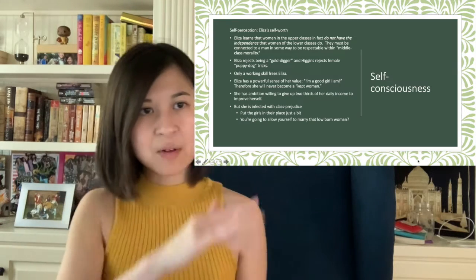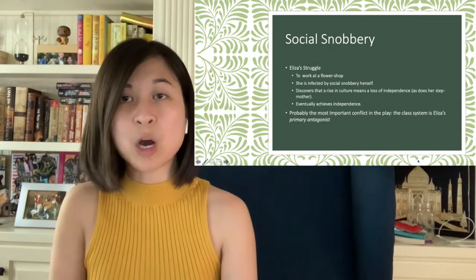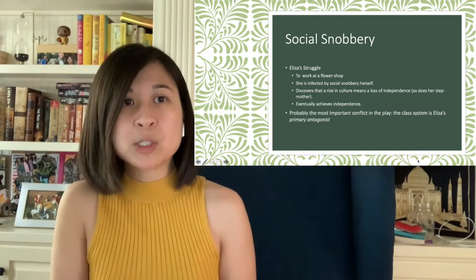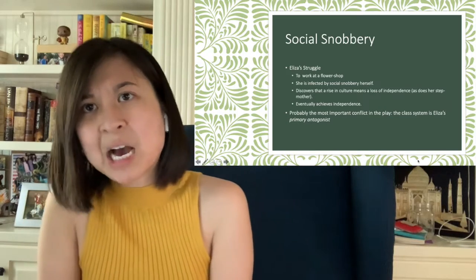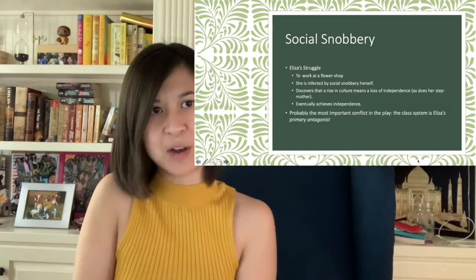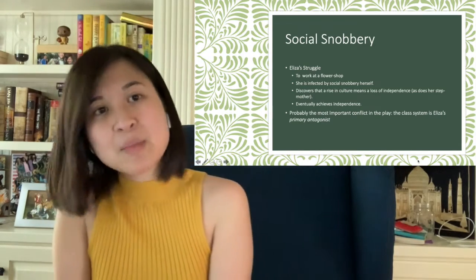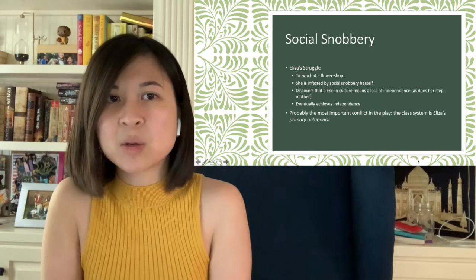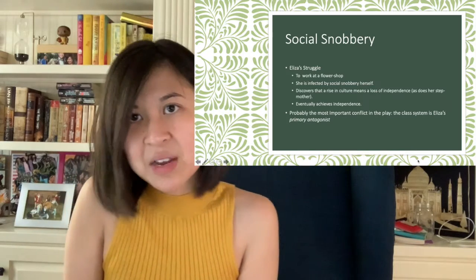And there's a lot of all of this stuff. And then finally, well, not finally, there's actually so much more, but social snobbery. She originally sells flowers on the street, but she wants to work at a flower shop. And at one point she is affected by social snobbery herself when she looks down on those who sell street flowers, her older profession. She discovers that a rise in culture also means a loss of independence, as does her stepmother. She eventually achieves independence, but the most important conflict in the play is the idea that the class system is Eliza's primary antagonist. It's not Henry Higgins, it's not the other women, but the class system itself in terms of her struggle navigating it.